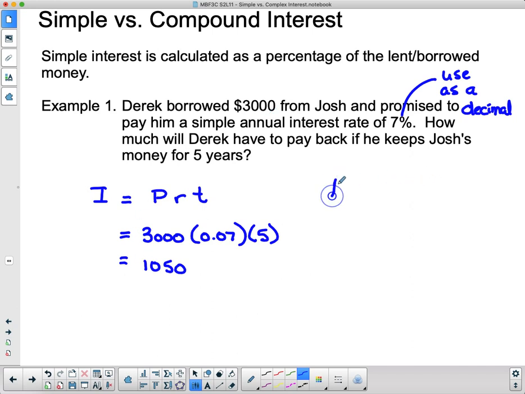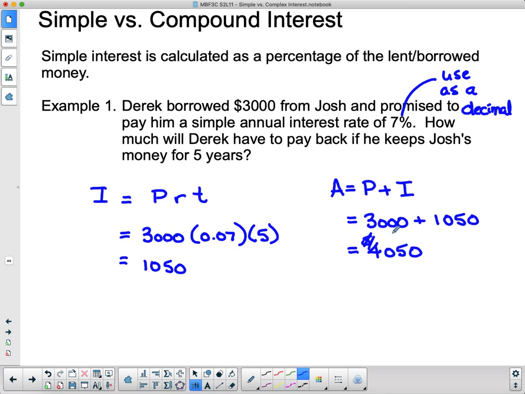So we have to say the amount he has to pay back is the principal he borrowed, that $3,000, plus the interest that he had to pay for the rest of it. So principal is $3,000 plus the interest, which is $1,050, and that's $4,050 that he will have to pay back.